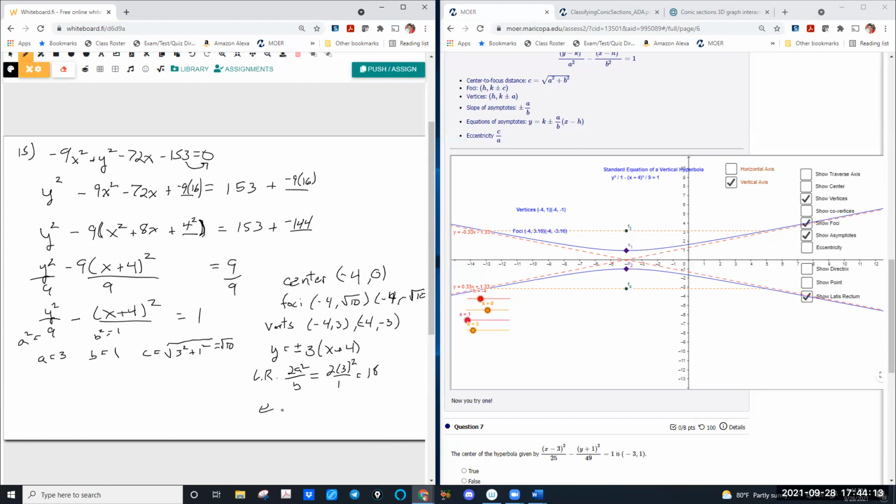All right, last thing, eccentricity. Very simple, c over a, we already have those values. Root 10 over 3.